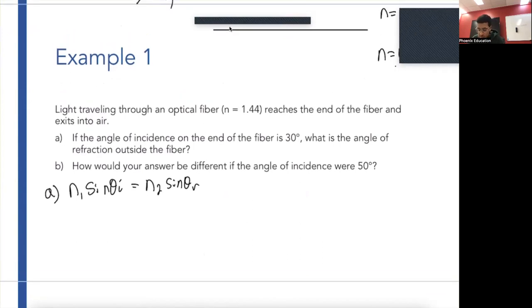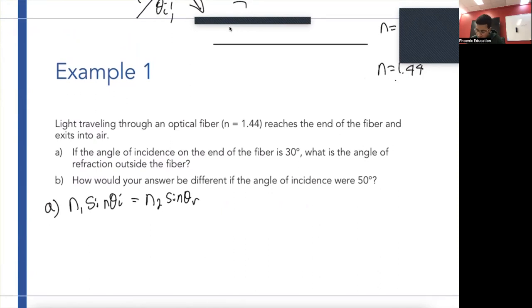If the angle of incidence on the end of the fiber is 30 degrees, what is the angle of refraction? Refraction outside the fiber, right? So this angle of incidence and angle of refraction are always measured from the normal. Remember, it's always measured from the normal. So what we're going to draw here is this as 30 degrees. And what we're trying to find is this angle here, this theta R, all right?